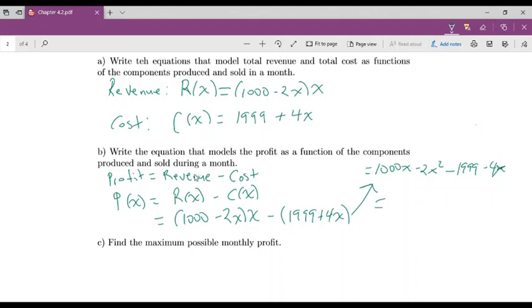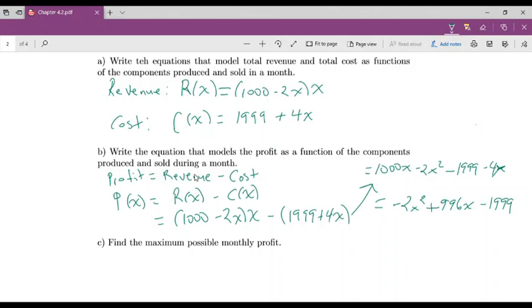Okay. So that what it simplifies to is basically I have to take this 1000x and subtract it from 4x. So what I wind up with is negative 2x squared plus, now we still have 996x minus 1999. Okay, so this is the function we're looking at here.